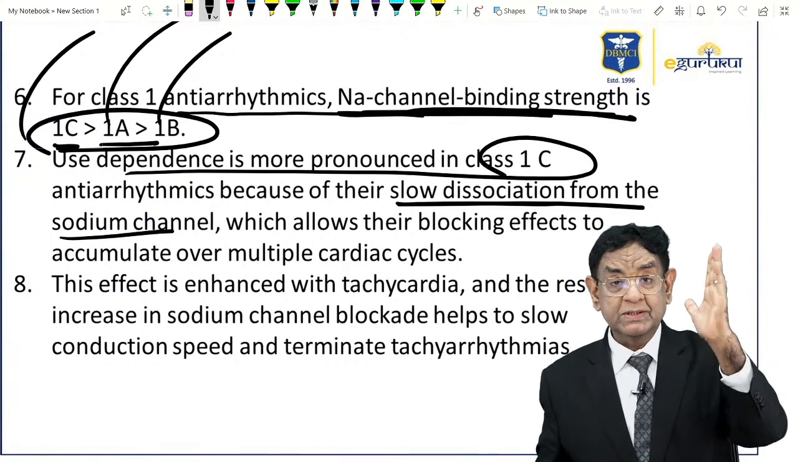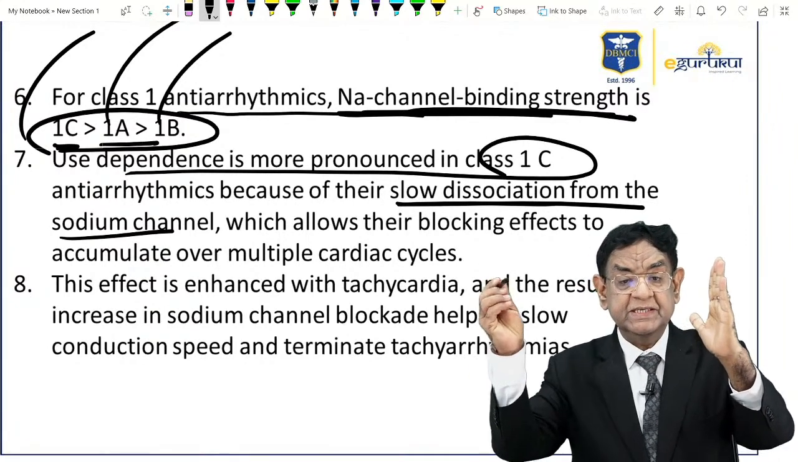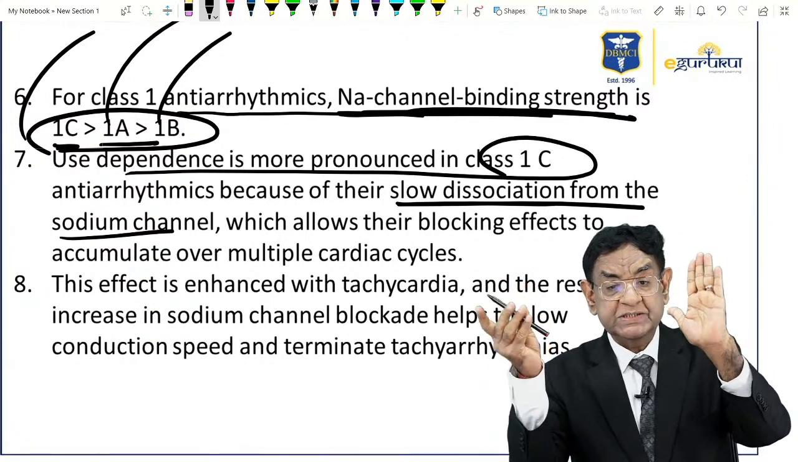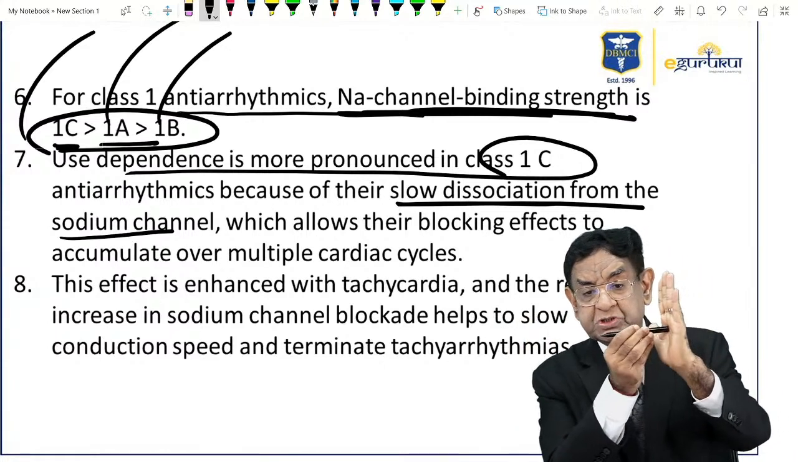Look, this is the sodium channel, and this is the class 1C drug. It goes and gets attached to the sodium channel.